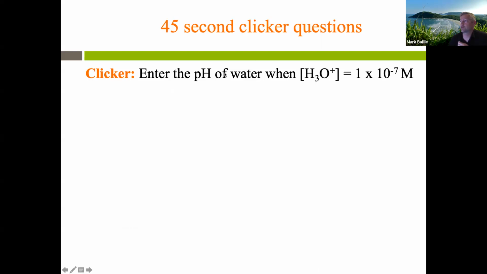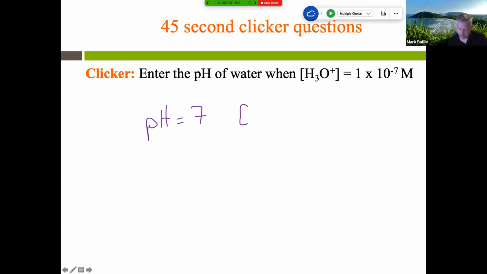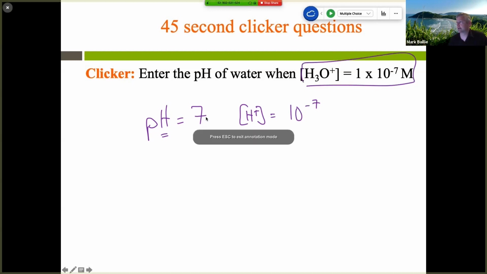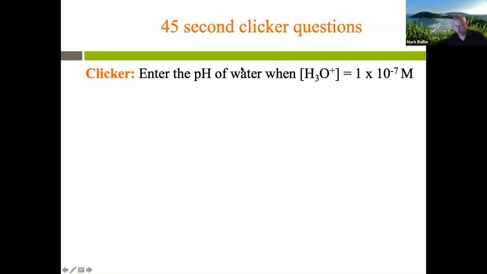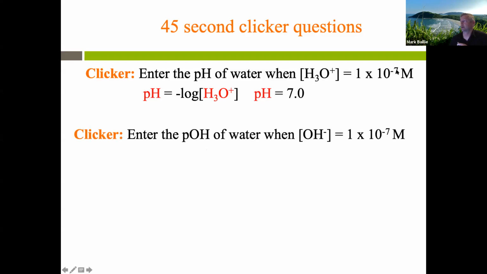So when we have neutral water, we have pH equals 7, and that's because if pH equals 7, then the concentration of H plus ions, that's what the H stands for, is 10 to the negative 7. So neutral water is this. So that means that if we have neutral water, we have the same concentration of H3O plus or H plus as we do of OH minus.